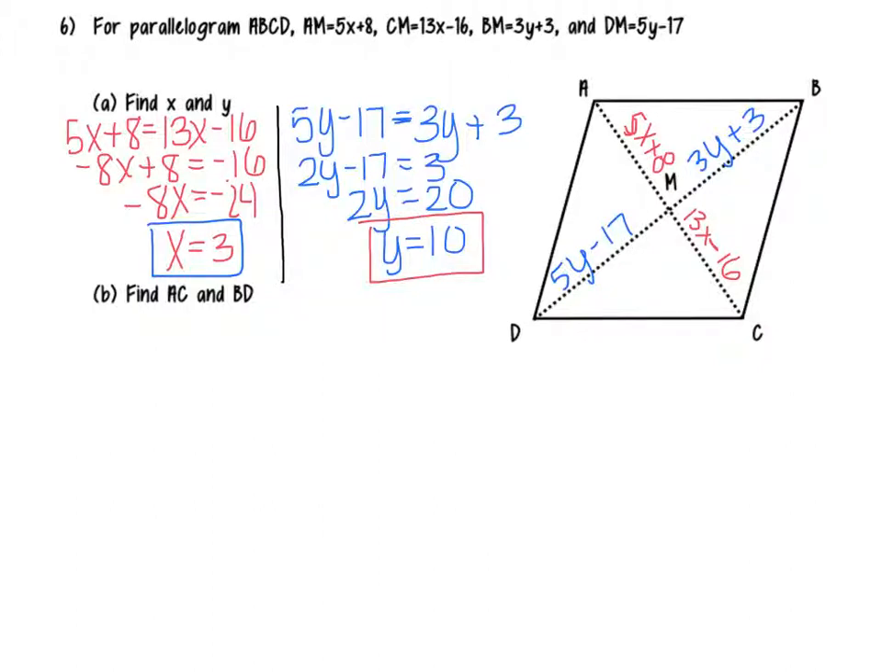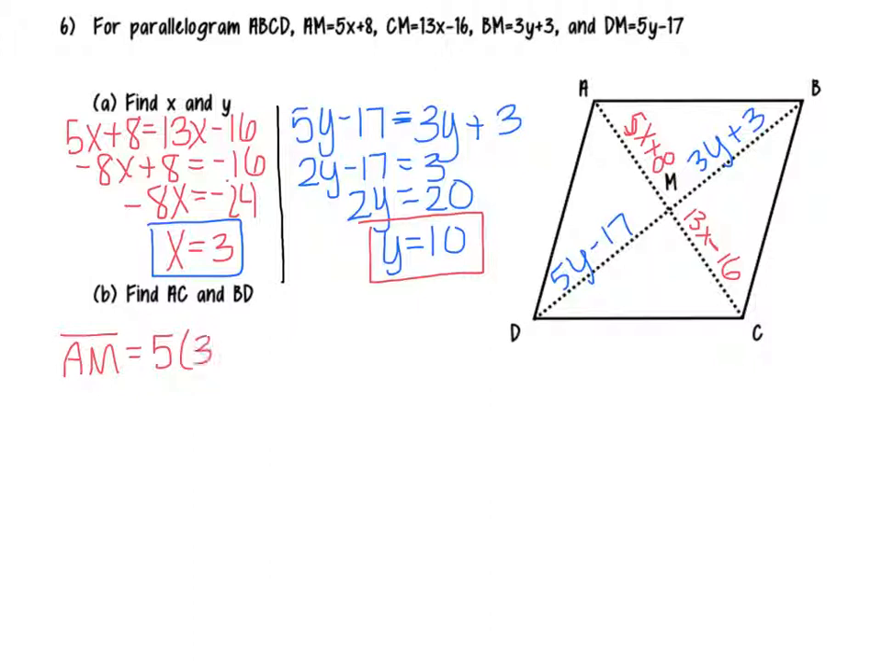All right. So now I have the information that I need in order to find out what 5x plus 8 is. Because if I can find out what 5x plus 8 is, I can double it since it's bisected, and I'll have the length for all of AC. So I know that AM is equal to 5x plus 8, but x isn't x anymore. X is 3.